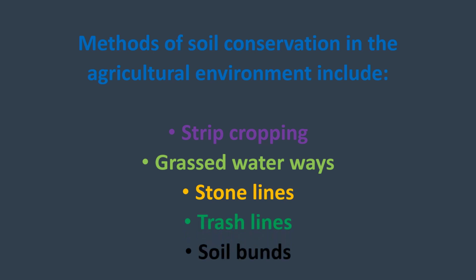Methods of soil conservation in the agricultural environment include: 1. Strip cropping. 2. Grassed waterways. 3. Stone lines. 4. Trash lines. 5. Soil bunds. We are now going to discuss each method for better understanding.